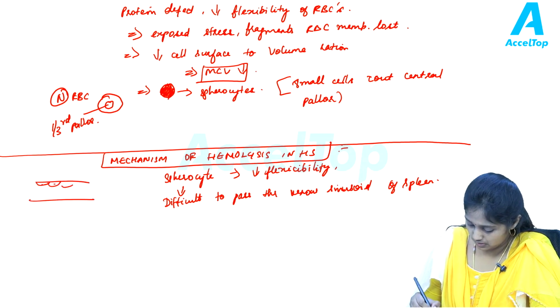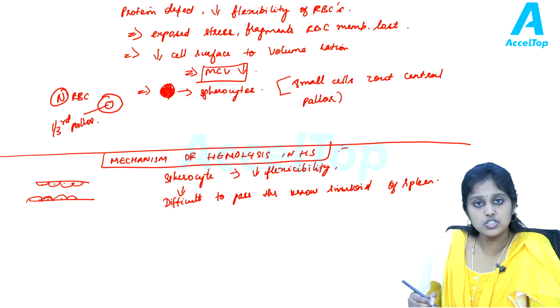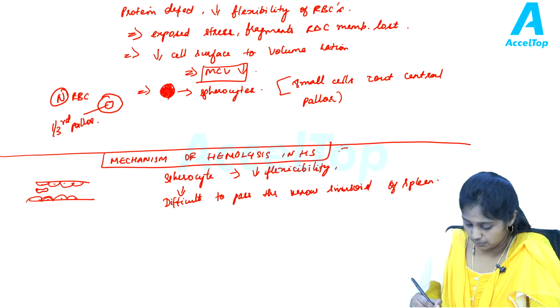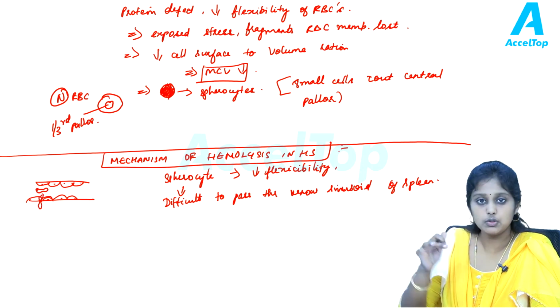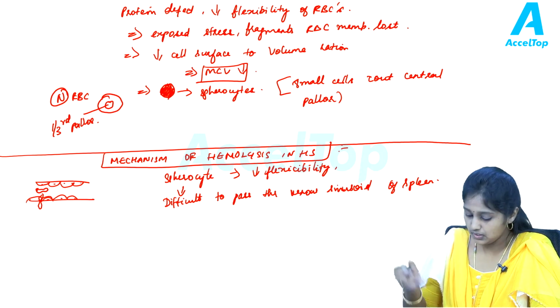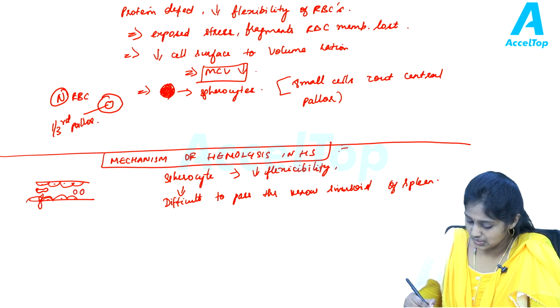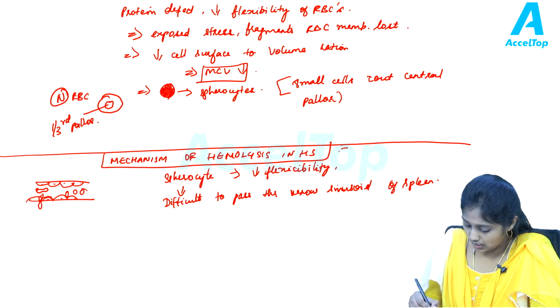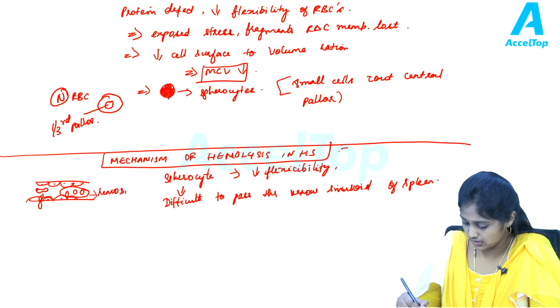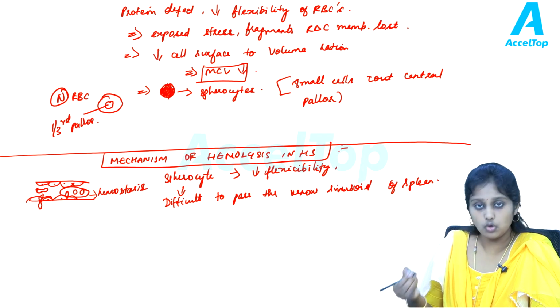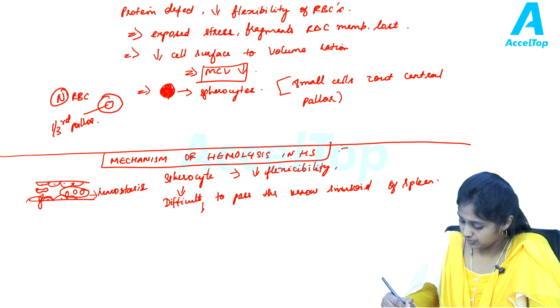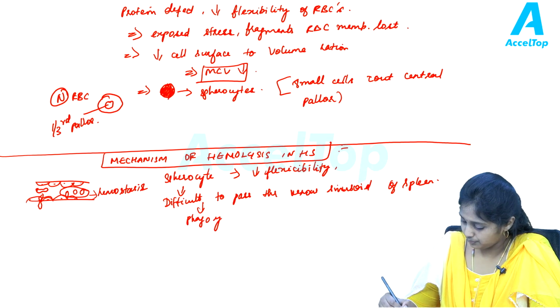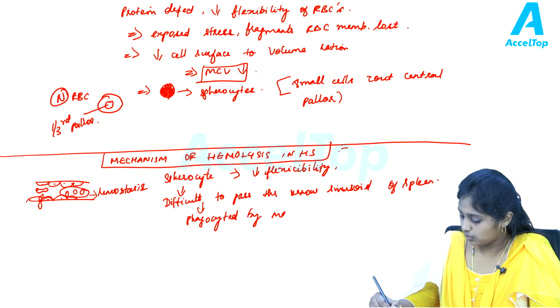Suppose this is a blood vessel in the spleen. What is the normal shape of RBC? Biconcave. So these biconcave RBCs are able to pass through the venous circulation. But if it is a spherocyte, these cells are so rigid that they're not able to pass through. So there are aggregates of spherocytes resulting in stasis, and also these spherocytes are phagocytosed by macrophages in the spleen.